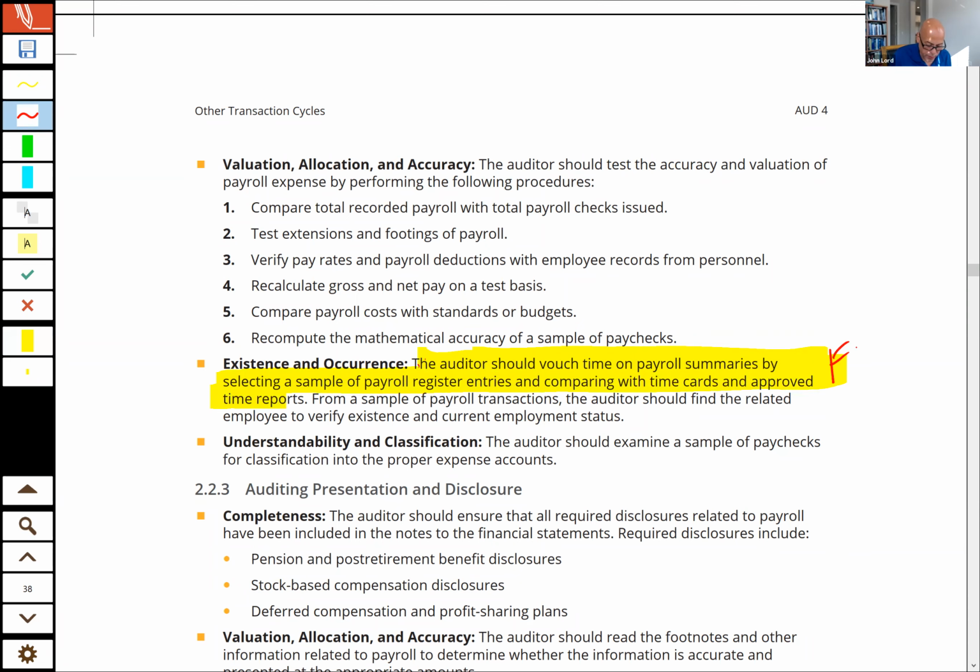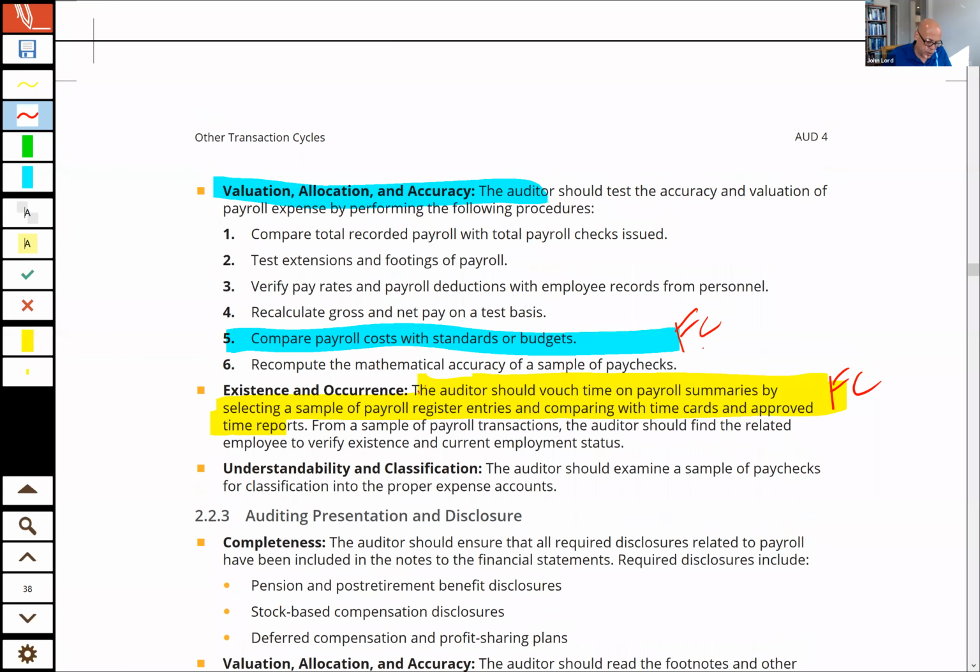Okay, valuation, allocation, accuracy: even though they're talking about transactions here, they really point to something that could have been more up in the account balances discussion, because this is an analytical procedure, guys. If you compare what the year-end balance is to what the budgets were, that's an analytical procedure.